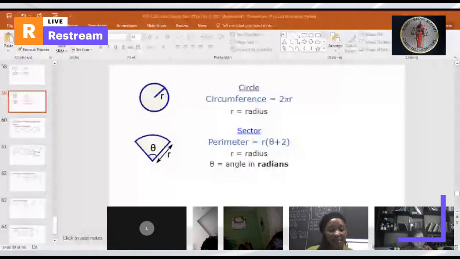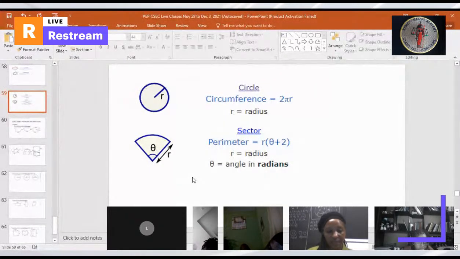All right, so let's focus on the circle. We said that there's a special name that we give to the perimeter of a circle. Call it the circumference. To find the circumference, it's 2 times pi times the radius. The radius is this little line you see here. This line that runs from the middle of the circle to the circumference, right? So halfway across the circle. That's the radius.